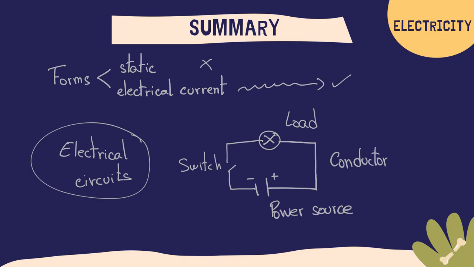So when we open the circuit, like this one, the load is off. The light bulb or the other electrical device is off. And if we close the circuit with the switch, then the load is on.